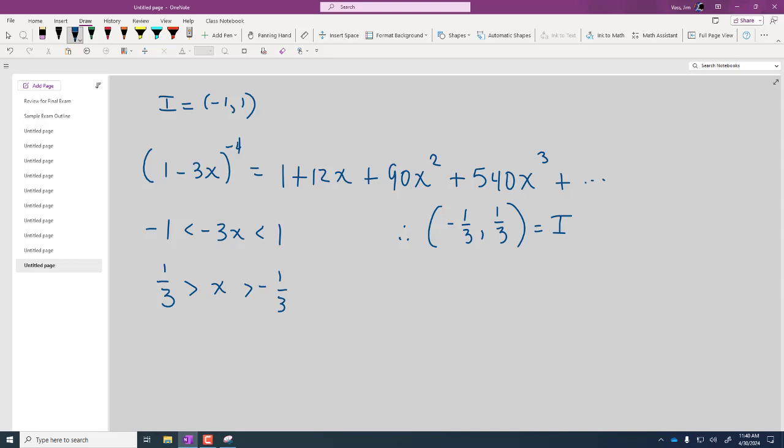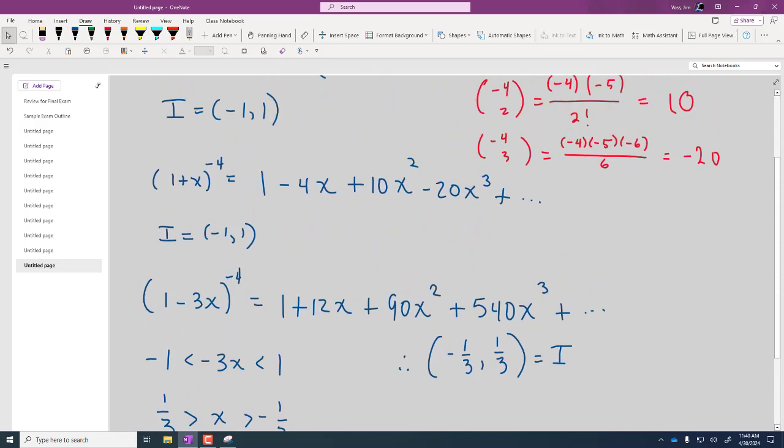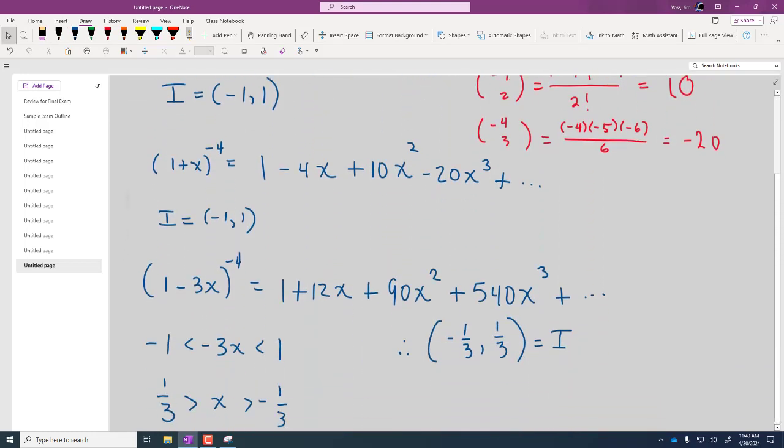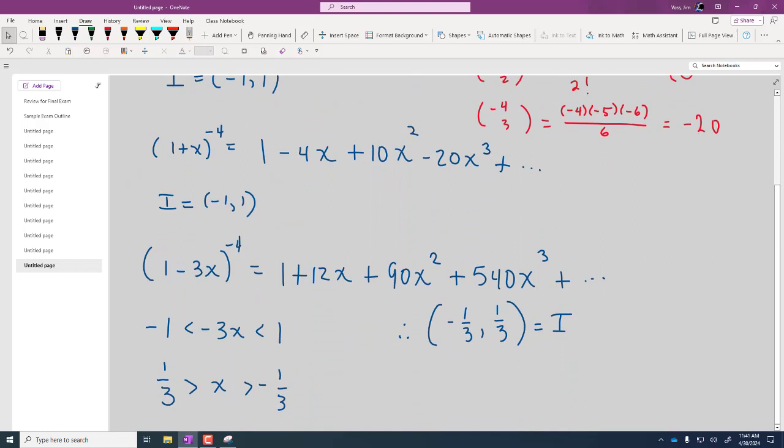So that's one problem. First we do that, then series account. Yeah, that's one problem. Okay. So it would be find the power series for 1 plus x to the -4 and use it to find 1 minus 3x to the -4.